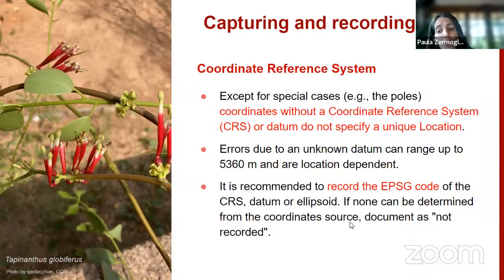Also, it is recommended to record the EPSG code of that coordinate reference system, the datum or ellipsoid. If none of those can be determined from the coordinate source, we have to say that it's not recorded and take it into account when calculating the net uncertainty for that location.